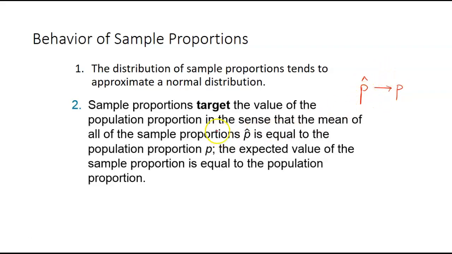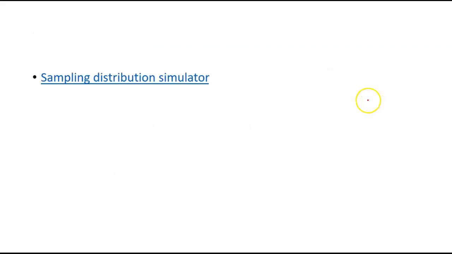So by studying the sample proportion, we're able to learn information about the population proportion because it does estimate that. It targets the value of the population proportion in the sense that the mean of all the sample proportions p hat is equal to the population proportion p. So the expected value of the sample proportion is equal to the population proportion. This is what's called an unbiased estimator. So p hat is an unbiased estimator of p because it doesn't introduce any kind of bias. And that's what we want to work with: unbiased estimators.